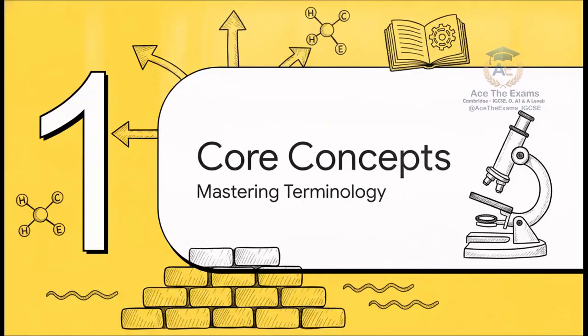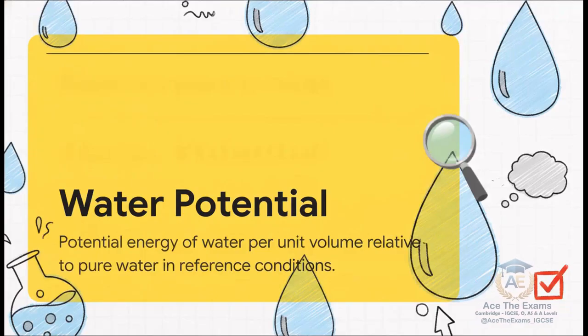Section 1. Core Concepts, Mastering Terminology. Let's look at our foundational architecture and see how this builds. Because examiners strictly require precise definitions and causal relationships, you simply cannot construct a high-scoring extended response on a shaky theoretical foundation. This definition right here has to be your absolute anchor. Water potential is the potential energy of water per unit volume relative to pure water in reference conditions.